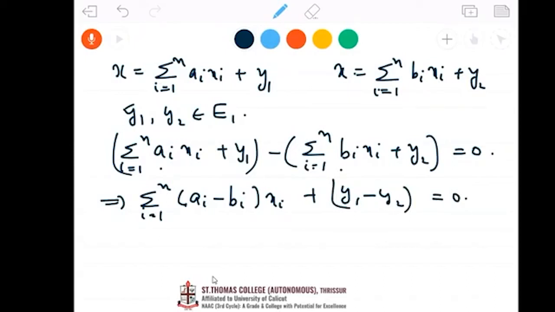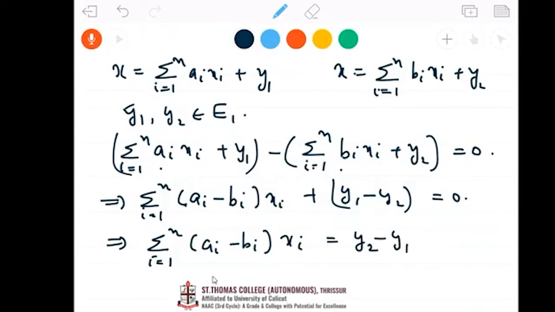Okay, and this means the summation over i equal to 1 to n of (ai minus bi) times xi is equal to y2 minus y1. But y2 and y1 both are in E1. Therefore, y2 minus y1 is an element of E1. So this is in E1. And we have proved that x1, x2, etc., xn are linearly independent relative to E1.